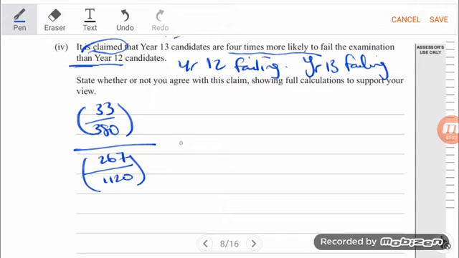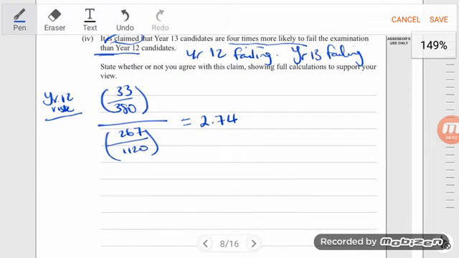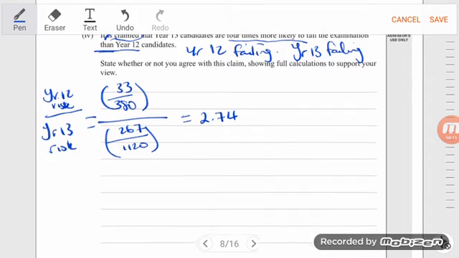Okay. So that should give us something like 2.74. Okay, so that was year 12 risk divided by year 13 risk.